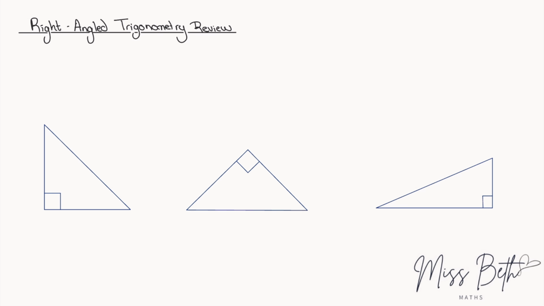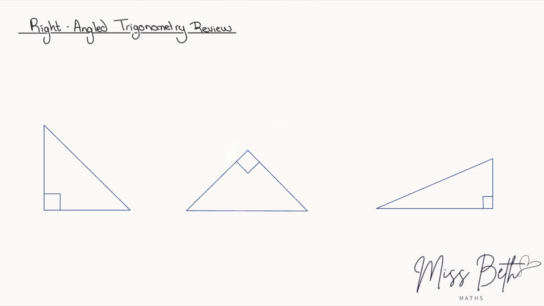So trigonometry is a branch of mathematics that deals with the relationships between angles and sides of triangles. And while it applies to all kinds of triangles, we begin with the most important one, the right-angled triangle.